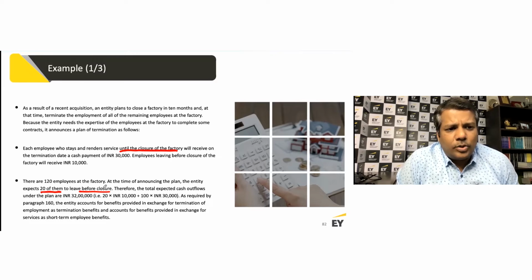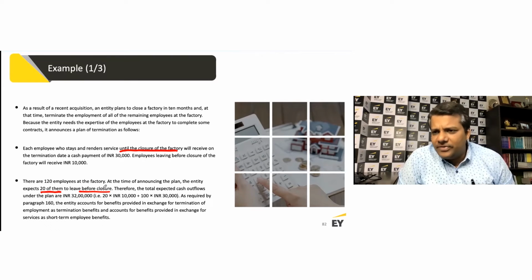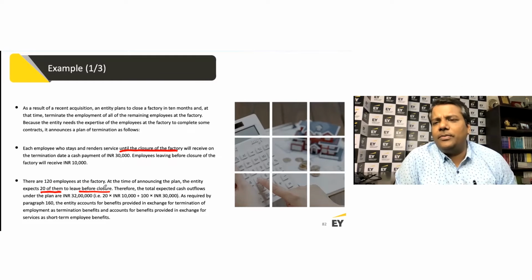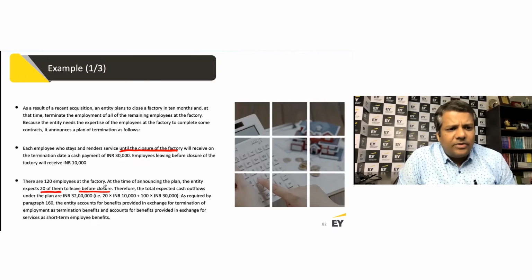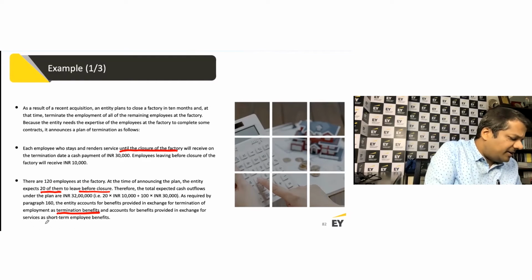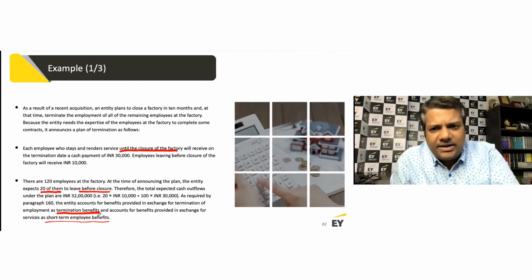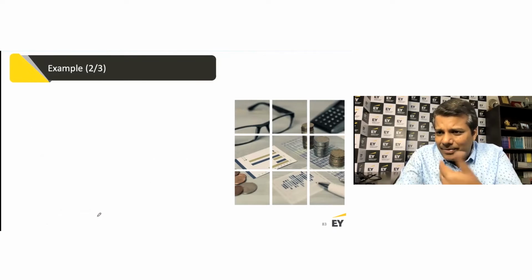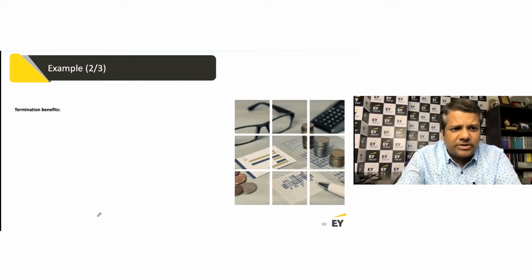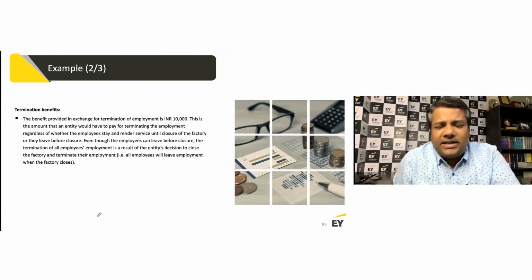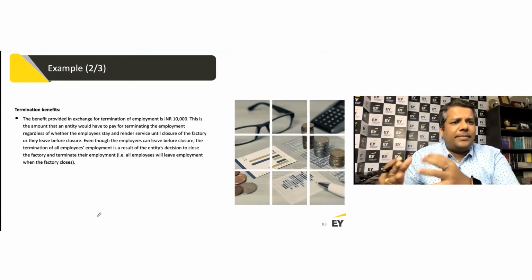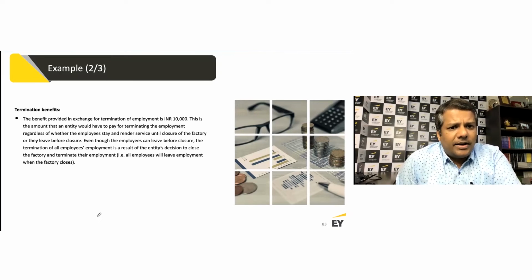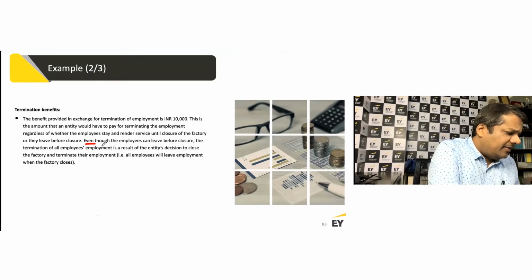As required by paragraph 160, the entity accounts for benefits provided in exchange for termination of employment as a termination benefit and accounts for benefit provided in exchange for services as a short-term benefit. So there are termination benefits and then there are short-term employee benefits. The question here is how much is termination and how much is short-term. Now when you look at termination, everybody is entitled to that 10,000. So essentially the benefit provided in exchange for termination is 10,000. This is the amount that the entity has to pay whether you stay in service or you don't stay in service.